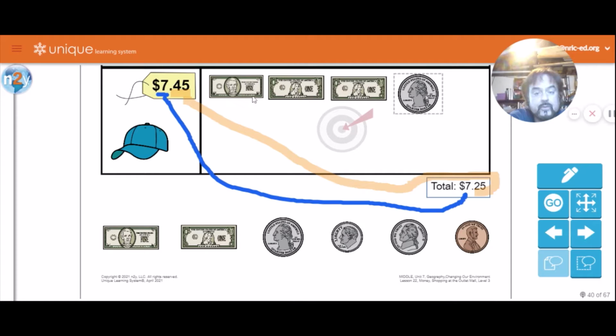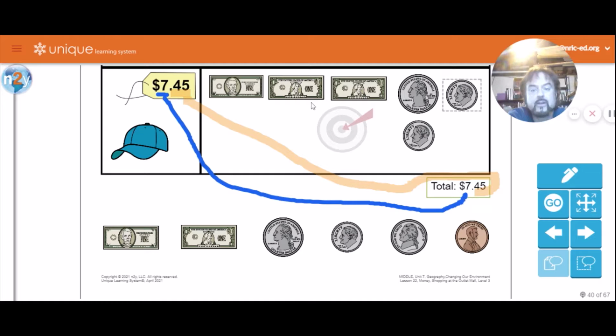So now we have five, six, $7.25. Now we need to move up by 10 cents. We need to add 10 cents to the 25 cents. And which coin did we use in the last example to make 10 cents? The penny, the nickel, the dime, the quarter? You're right. The dime is worth 10 cents. So now we have $7.35. You can see that changed over there. We need one more dime to make it $7.45. There it is.